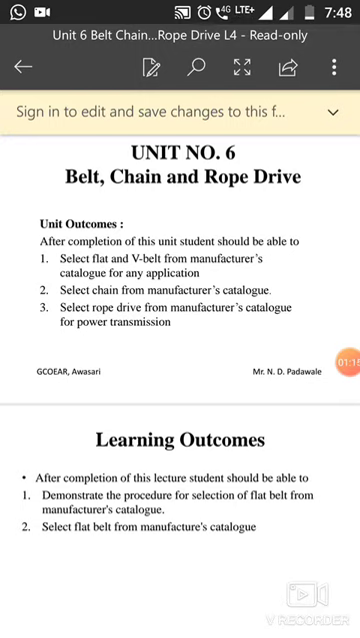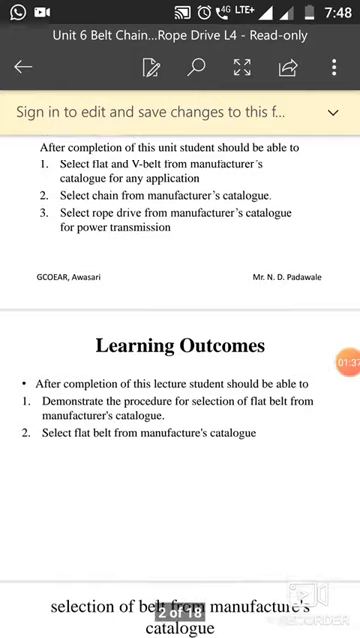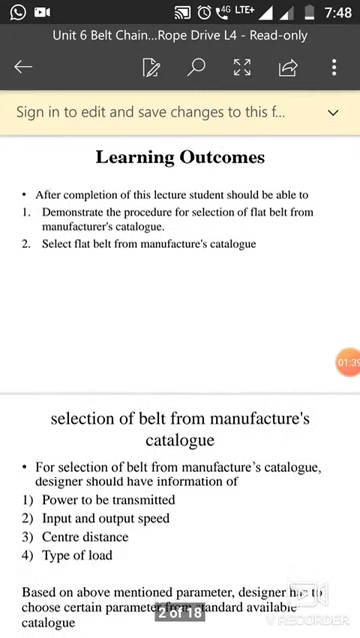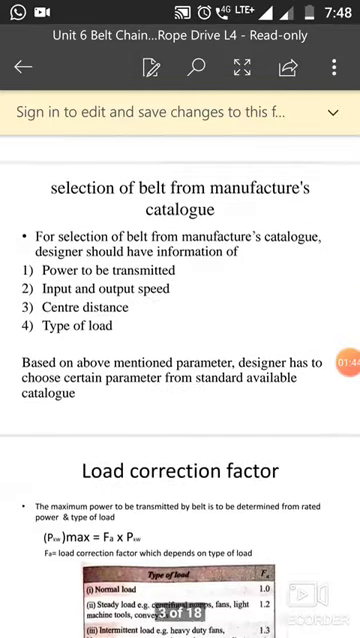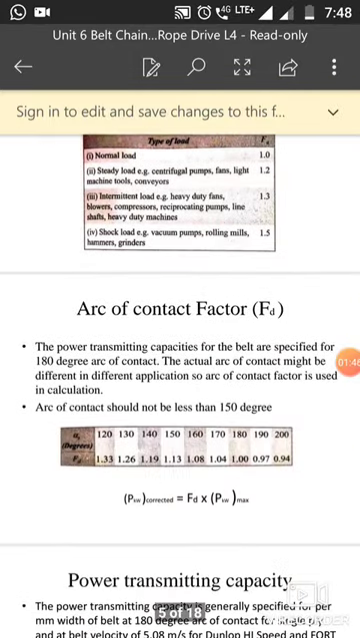That means the type of load which is acting over the belt in our application will be different than the standard condition. Then the wrap angle will be different than the standard condition. For the standard condition they have taken a 180-degree arc of contact. Now in our case that arc of contact will be different, and based on that we have to modify the power to be transmitted. So those two factors we have to take into consideration for modifying the power, that is the load correction factor and the arc of contact factor that we have seen in the last lecture.